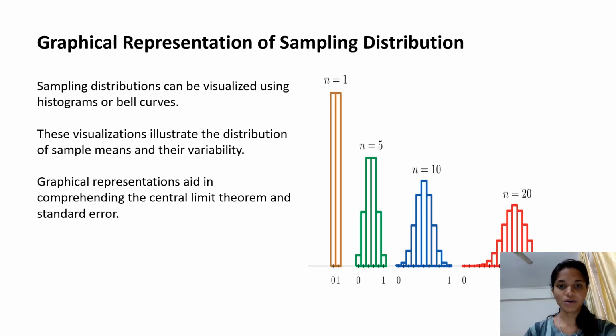Graphical representation of sampling distribution. Sampling distributions can be visualized using histograms or bell curves. These visualizations illustrate the distribution of sample means and their variability. Graphical representations aid in comprehending the central limit theorem and standard error.